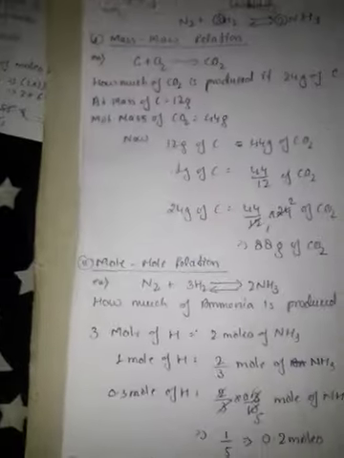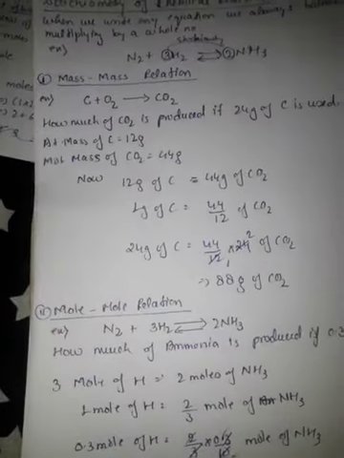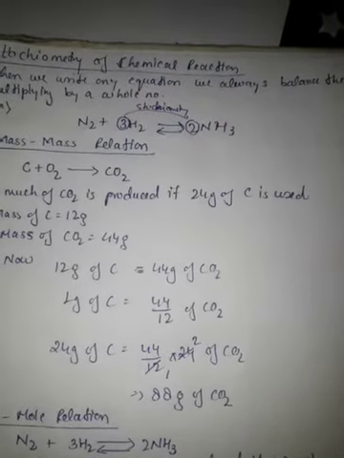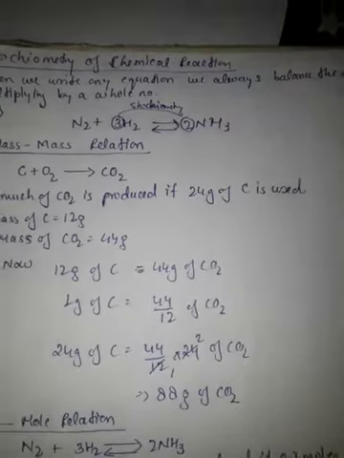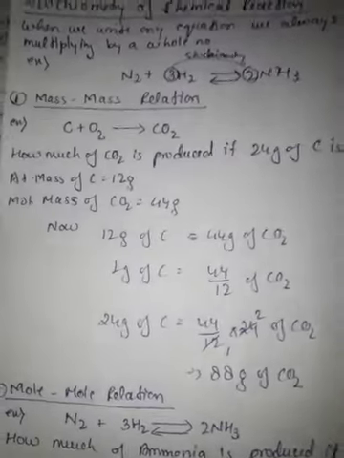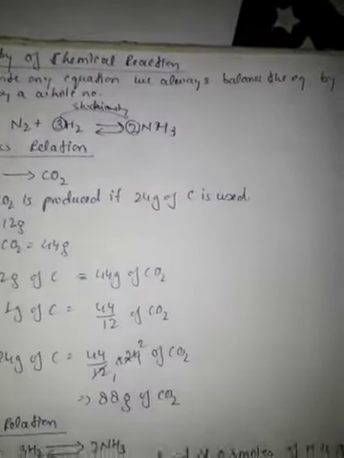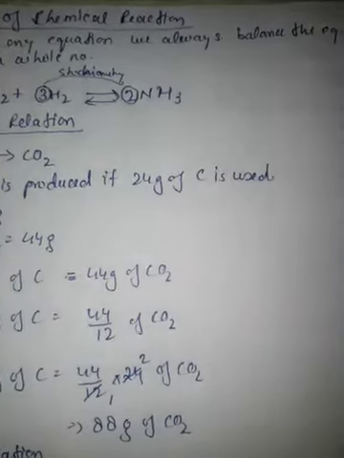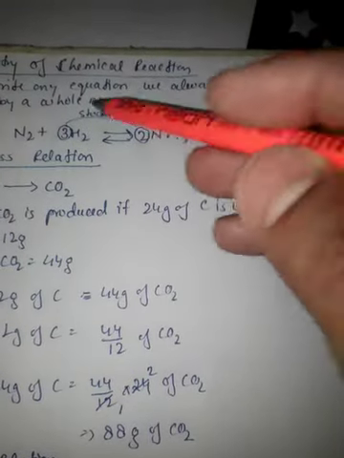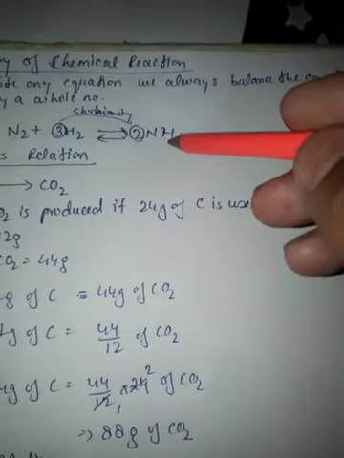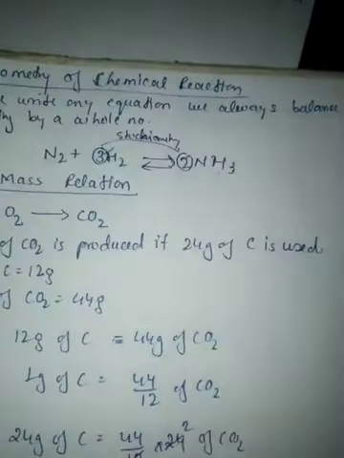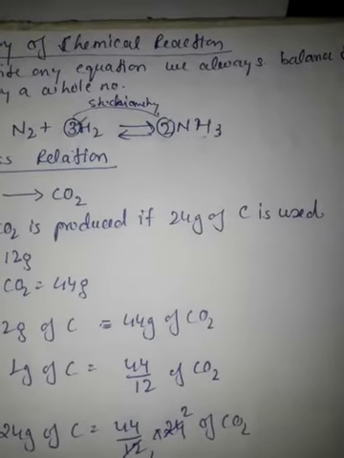The next topic, stoichiometry of chemical reactions. First of all, you should know what stoichiometry is. Stoichiometry means, when you write a balanced chemical equation, you always balance the equation by multiplying by 2 or 3, making the total number of atoms equal on the reactant as well as the product side. So the whole number which you multiply in reactant and product is known as stoichiometry.